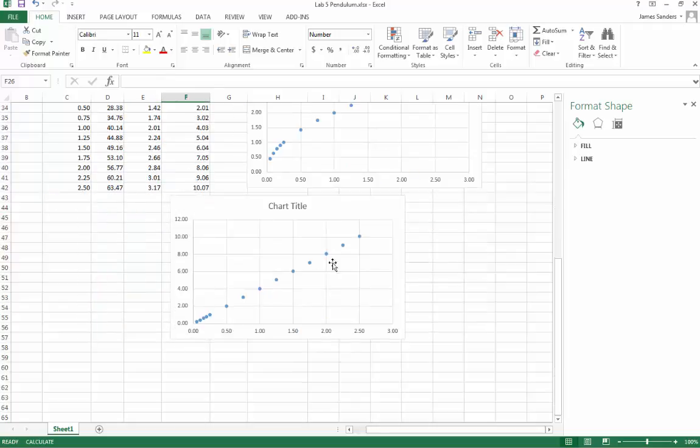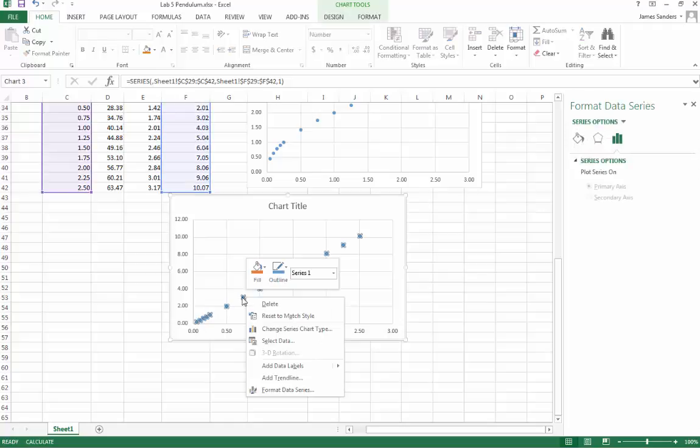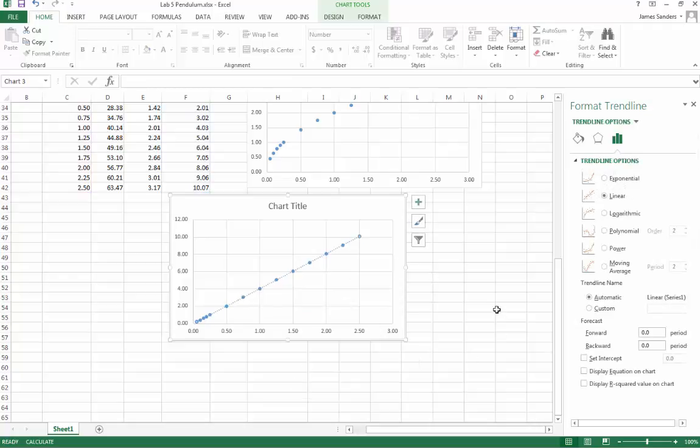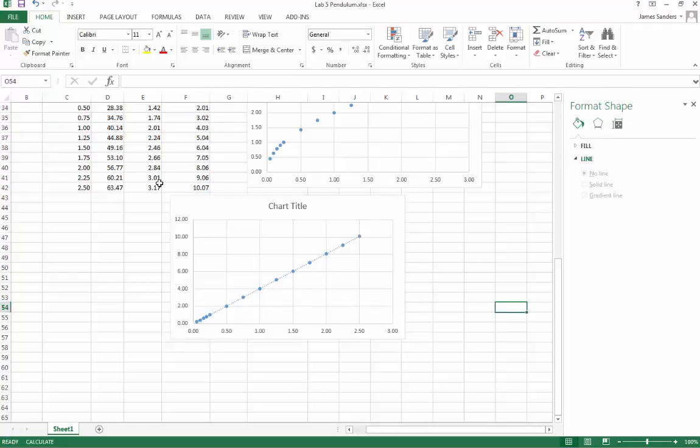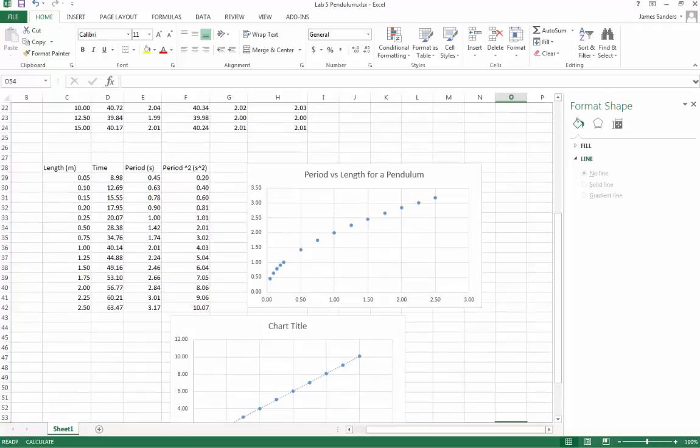So now we look at this, and this looks a lot more like a line. You can see that it not only is a line, but also is a line that you could, for example, add a trend line to or whatever. So what axis did I square? Well, I squared the period axis in length versus period.